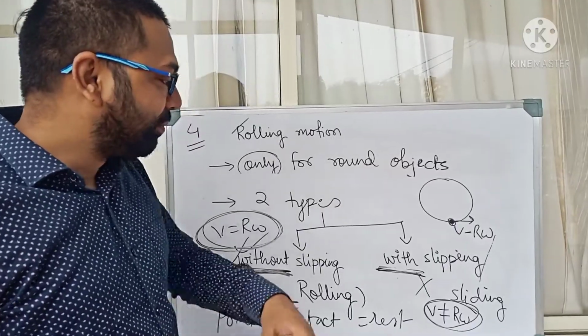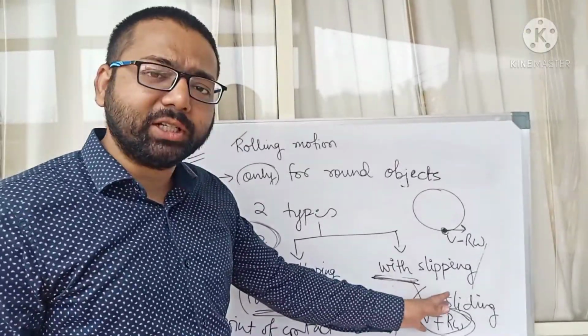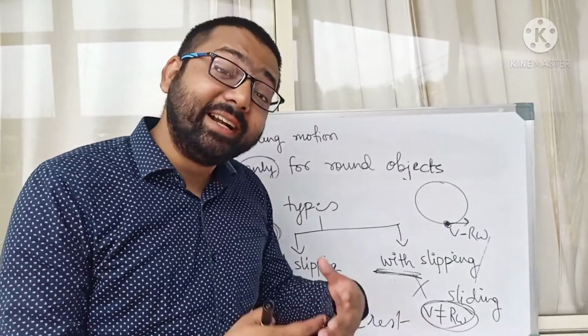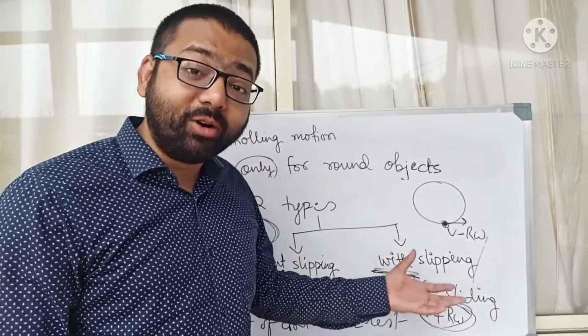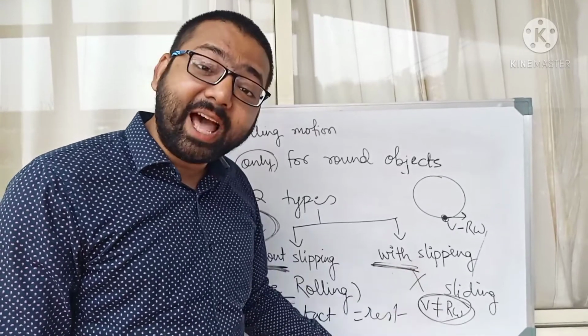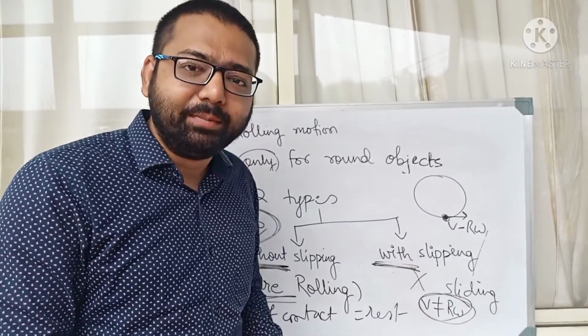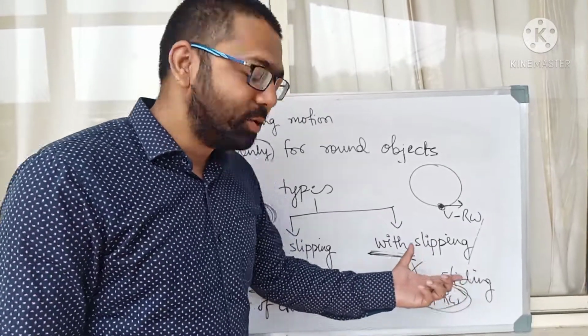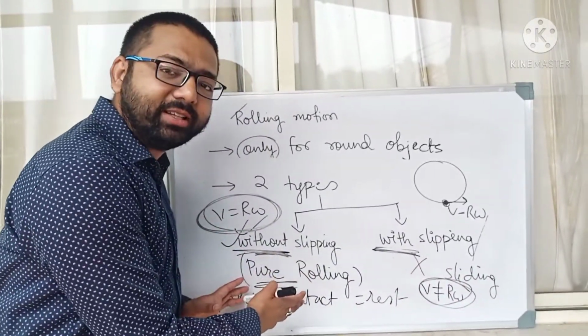Further, if you study the slipping case, we can see two types of situation. v can be greater than R omega, so that will be forward slipping, and v will be less than R omega, that will be backward slipping. We are not studying this as of now because this is not in NCERT. Mostly, we have to discuss pure rolling first of all.